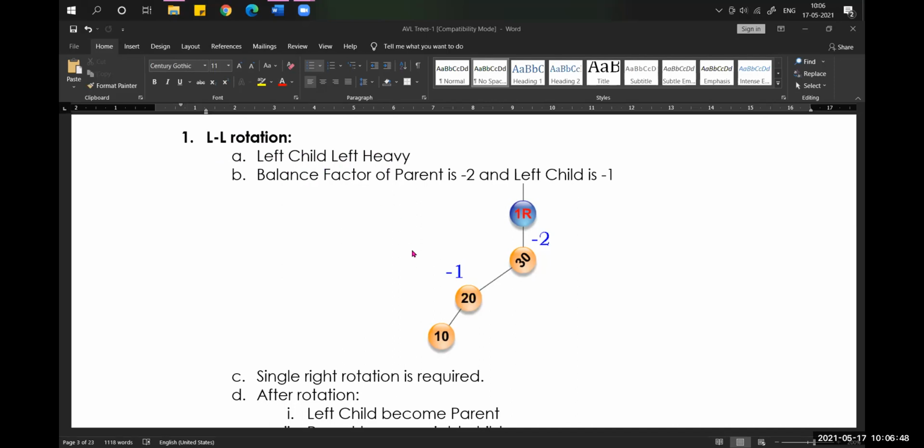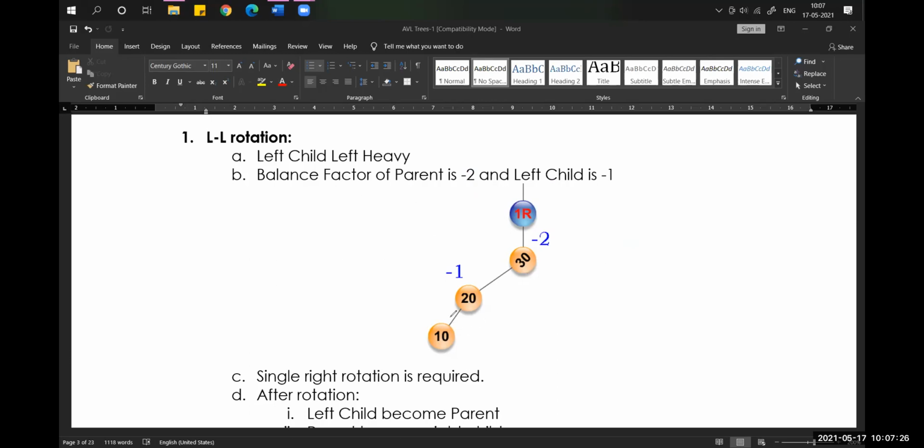Now look at this picture. What I'm saying here is the balance factor of the parent is -2 and the left child is -1. Actually, what number should we get as the height of the tree? Either 0, 1 or -1. If we get anything other than those three numbers, then we have to do the rotations. Let us see this example, how we are checking the balance of the tree.